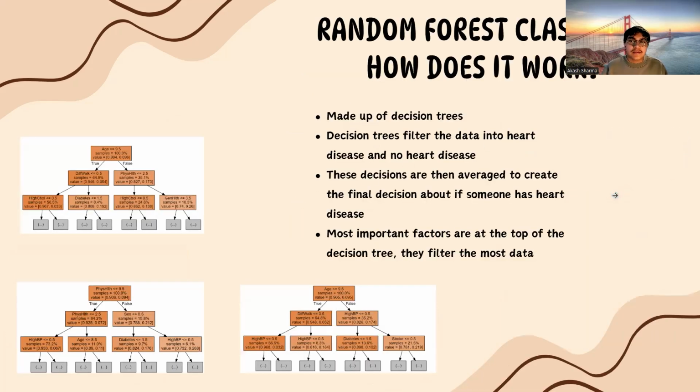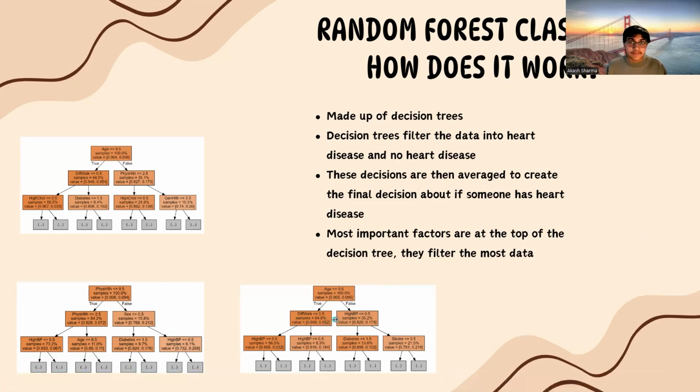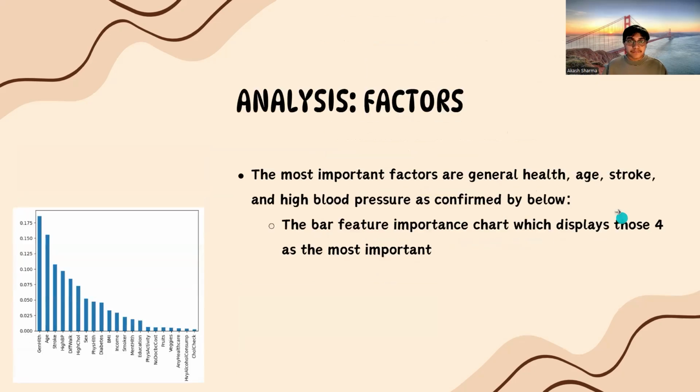Now, what is a random forest classifier and how does it work? Well, a random forest classifier is essentially made up of decision trees like these. These decision trees filter the data into different groups, specifically, does it have heart disease and does it not have heart disease? These decisions are then averaged to create the final decision about if someone has heart disease. Now, as you can see in these two decision trees, age is the first factor that filters the data into if they have heart disease and if they don't have heart disease. And so because it filters the most data, since it's the first, it is one of the most important factors.